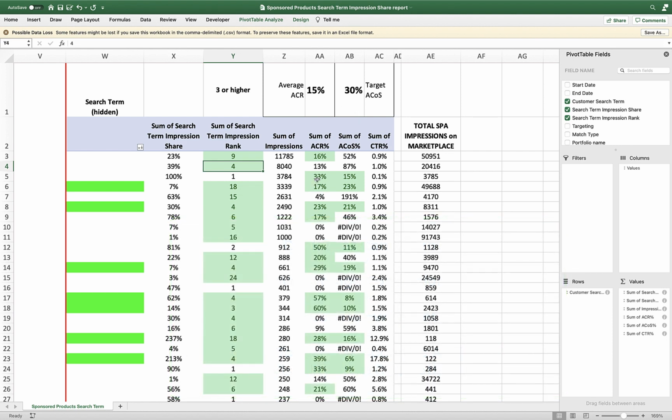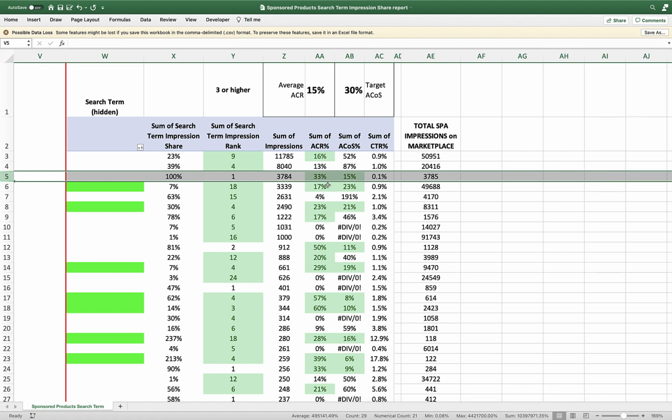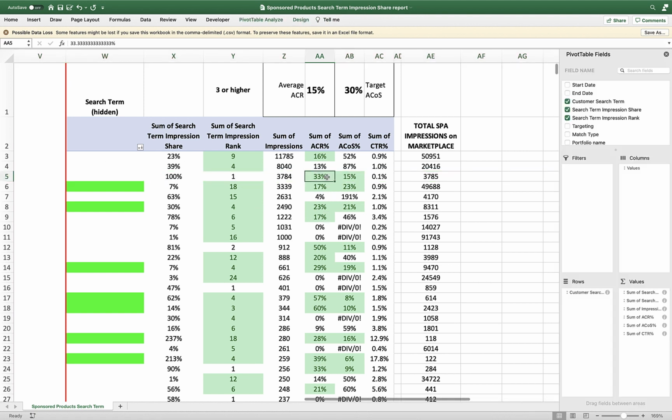Now, if we take a look at this one here, row number 5, search term number 5, I have an above average conversion rate. I have a better than target ACoS. However, I'm already in position number one, so I don't need to put the gas on anymore. I'm already being shown the most I can, right? I'm already being shown more, I should say, than competitors.